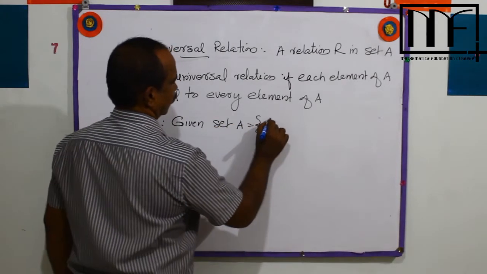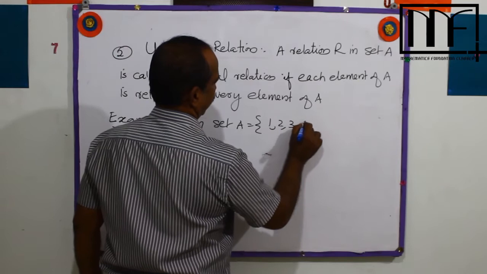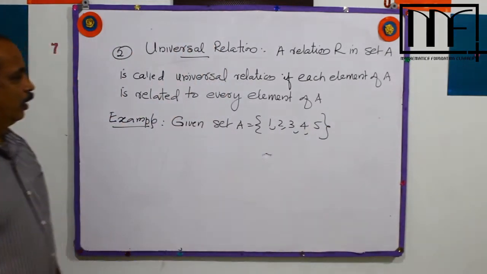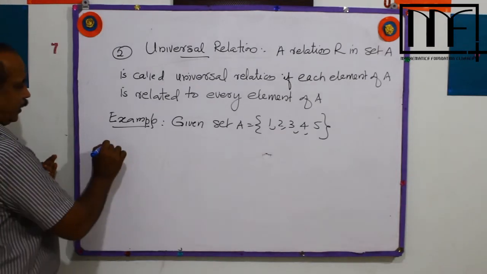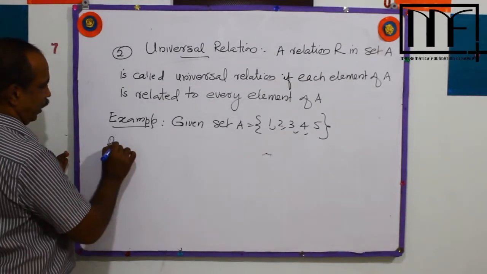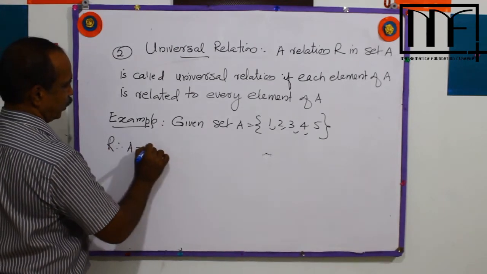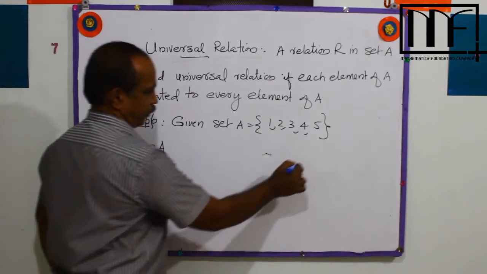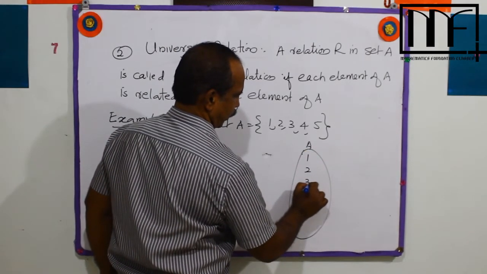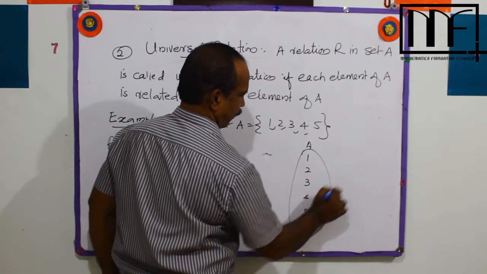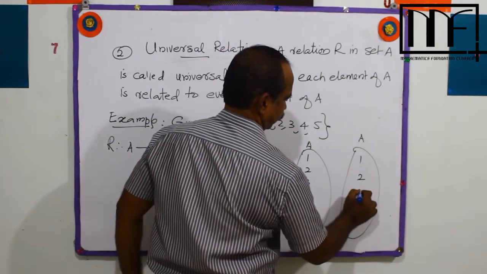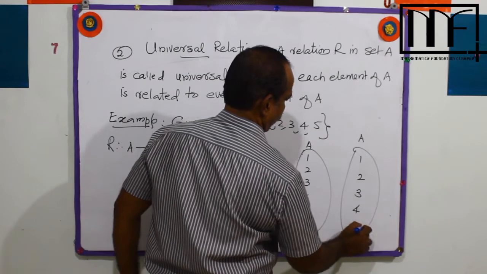For example, given set A, 1, 2, 3, 4, 5, and R is a relation from set A to set A. So set A has 1, 2, 3, 4, 5, and the relation is from set A to set A.